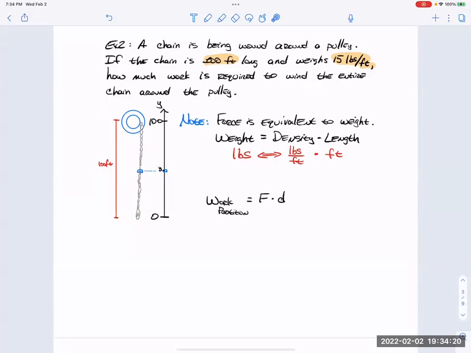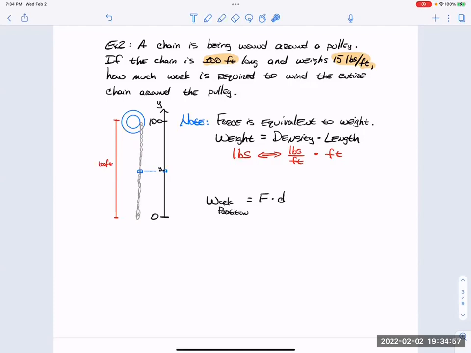Okay. So what we do here in this type of problem is we want to say, okay, we know that to move a section of the chain from the bottom to the top is going to require more work than moving a section of the chain from here, the middle, up to the top. Why is that? It's because the distance to move this chain to the top is greater than the distance to move it from here up to here. And remember, work is force times distance.